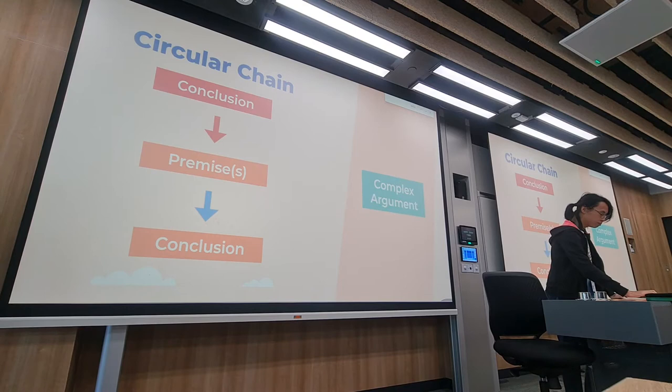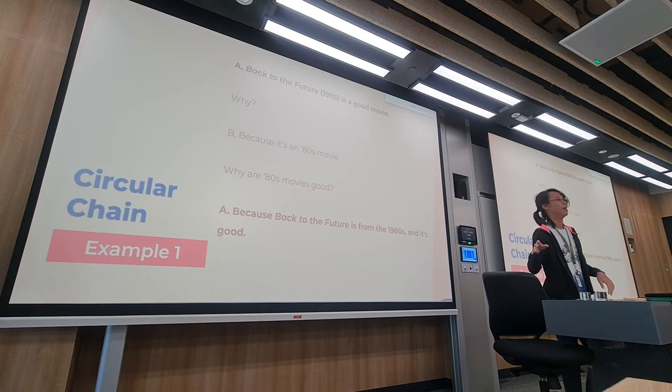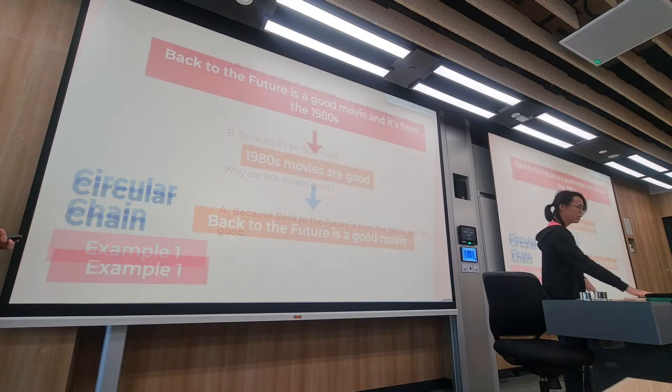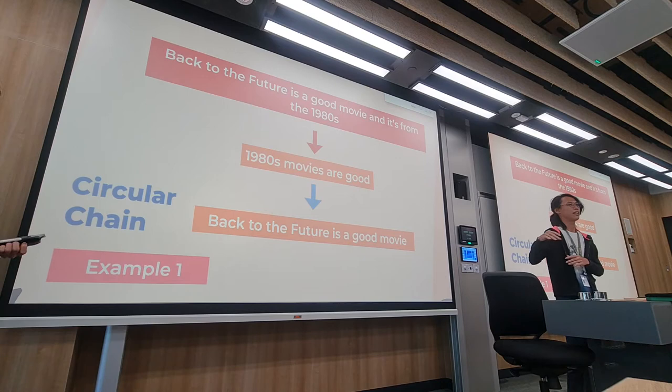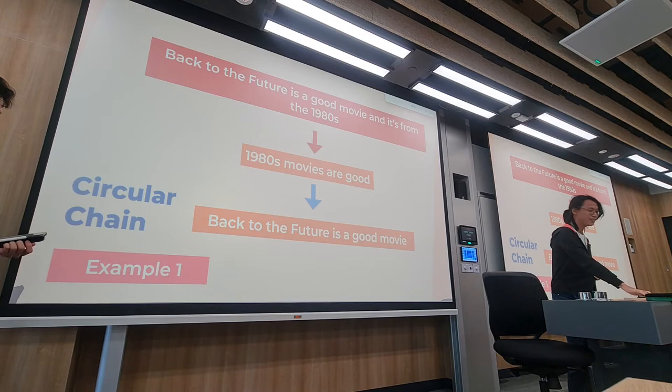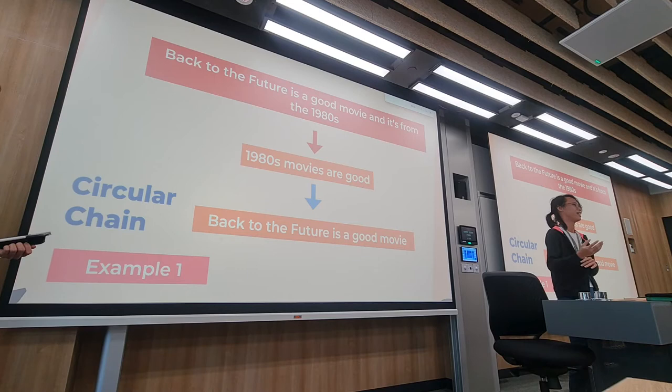Here is a simple example of an argument that fits into the recognizable structure in the previous slide. Not all real-life examples will fit so neatly into this structure, as we will explore in the later examples. So this argument claims that Back to the Future is a good movie using the premise that 1980s movies are good. However, if you take a closer look at why 1980s movies are good, you can see that the person espousing this view uses the familiar proposition that Back to the Future is a good movie and it's from the 1980s. Because the question of whether Back to the Future is a good movie is precisely the question at hand for this argument, this is a classic case of begging the question.